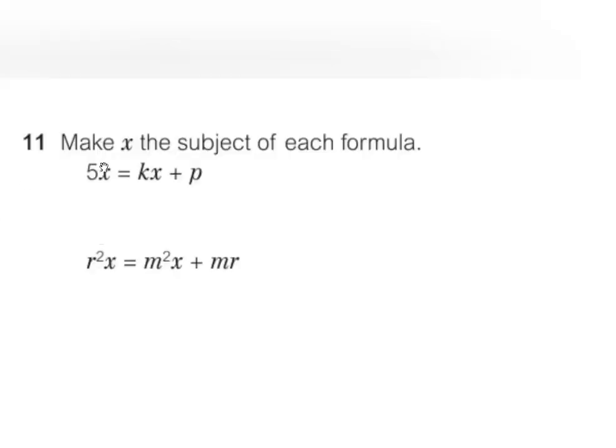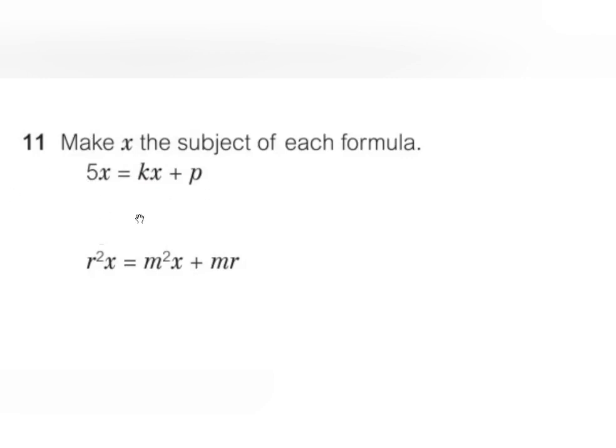In this video we're going to talk about changing the subject. Question 11. Make x the subject of each formula. Here we notice that we have x on both sides. It means we have to do extra steps to make them on one side and then try to make x equal, or make x the subject.